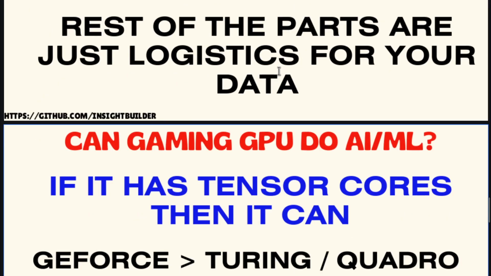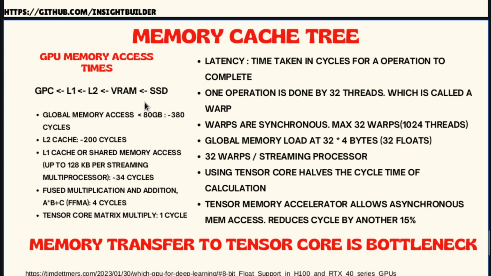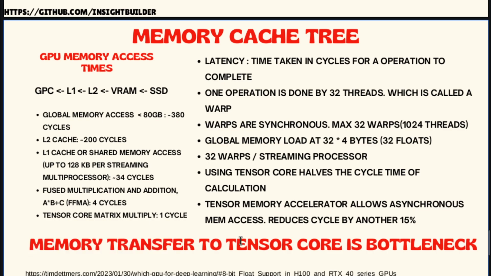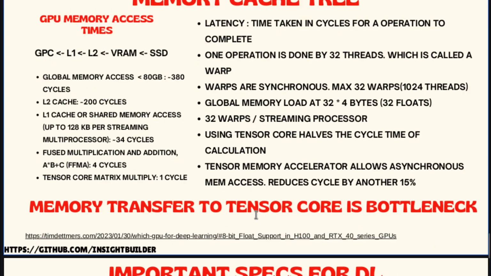So as I was explaining these things, you saw that Tensor cores are important, and the memory transfer is also a bandwidth. The higher the memory transfer, the faster the application or the calculation will complete. All this information I had taken from this particular blog post by Tim Dettmers. A huge shout out to Tim Dettmers. He's a researcher and also works for Hugging Face. He has a huge amount of information related to GPUs.